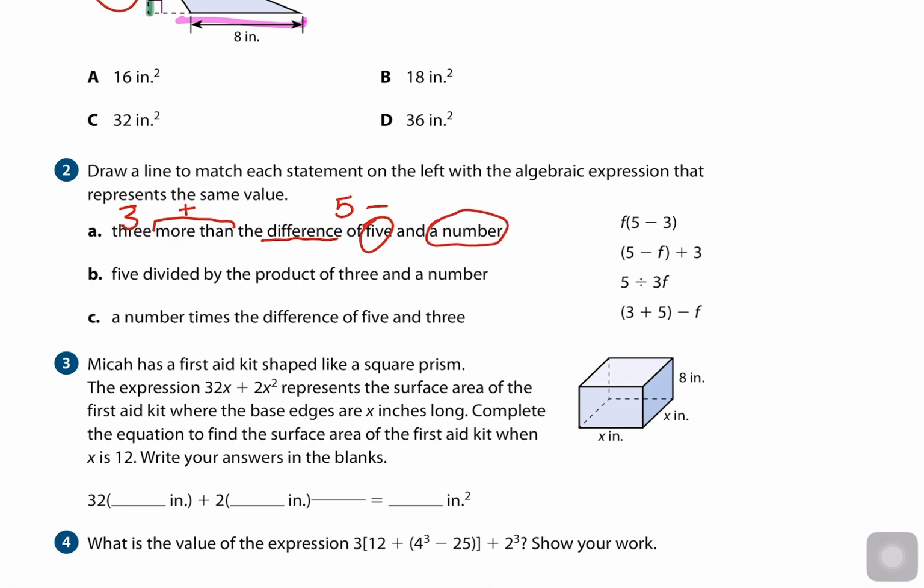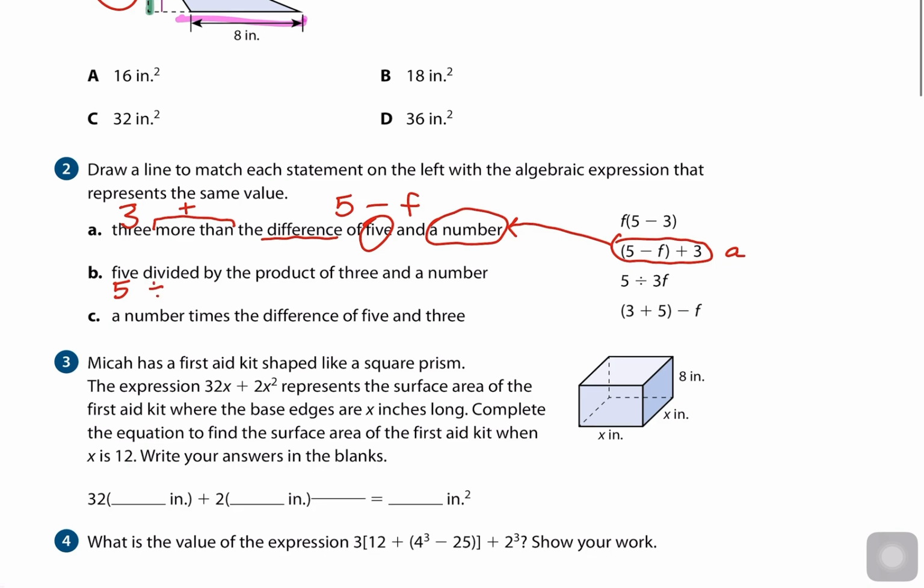What are we subtracting? The difference of 5 and a number. We don't know what that number is, but we're going to say F. Okay. Do we see one that they're subtracting 5 and F? I see one. And they're adding 3. This one right here, right? This one goes with this one. A.